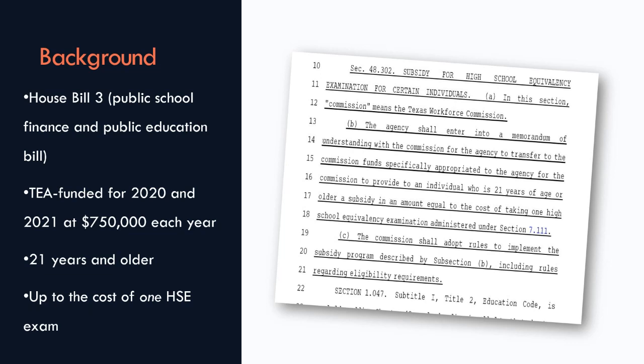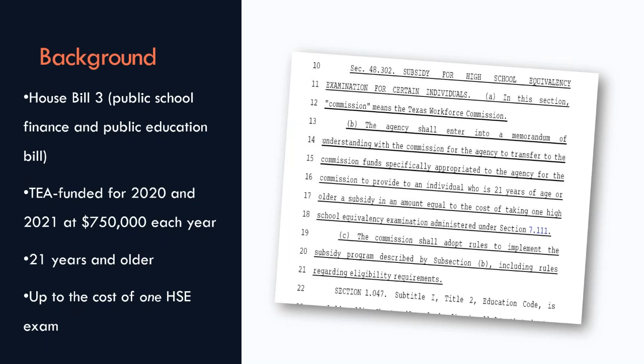A couple of things I wanted to add. You see there, TEA had funded for the biennium, meaning 2020 and 2021, $1.5 million for this program. And in early February this year, TEA and TWC entered into that interagency agreement. So we officially have an agreement in place, but there are still several steps we need to take to put this in action. And Mahaly is going to get into those nuts and bolts because there's a lot to get this going.